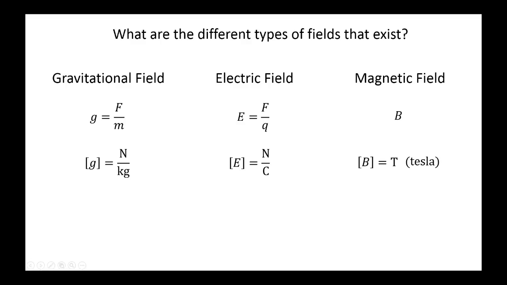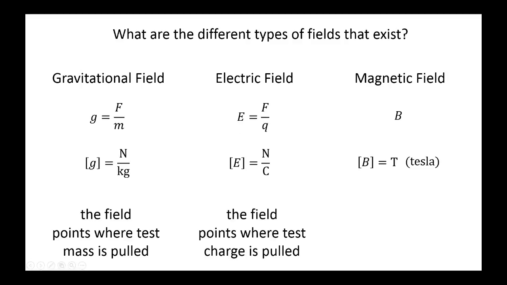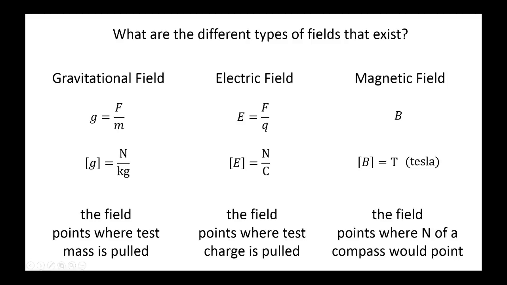So earlier we said there were three types of fields. Here's the information we had. Remember that gravitational field strength, this g value, is a vector, and it points where the test mass would be pulled. The electric field strength is a vector, and that points where a test charge would be pulled. So what about this? There is no equation. Where does the magnetic field point? It points where the north end of a compass would point.